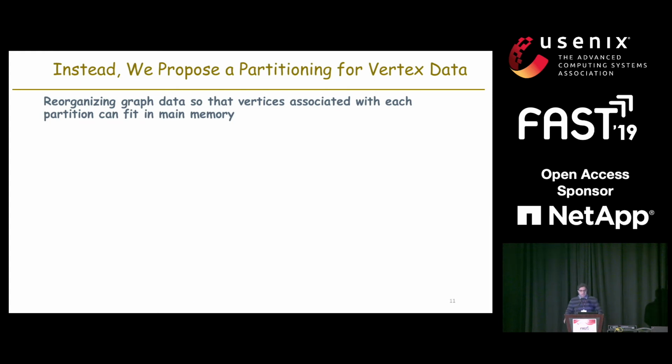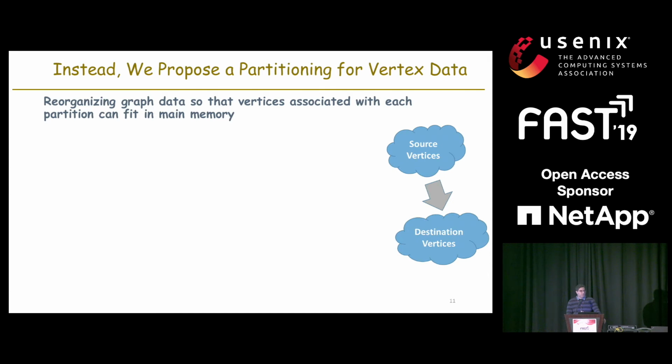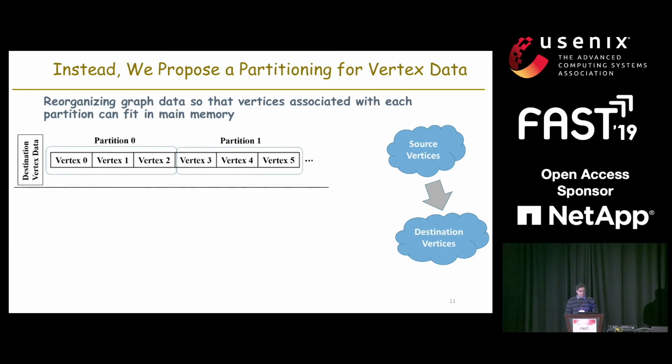So instead of that, we propose partitioning only for vertices in the graph, unlike prior work. And the goal of our proposed partitioning is to reorganize graph data such that vertices associated with each partition can fit in the available DRAM. Having a set of source vertices and a set of destination vertices, we take these destination vertices, where the updates are actually going to happen, and we partition them such that each partition can fit in main memory.